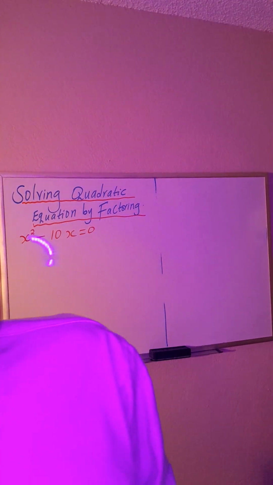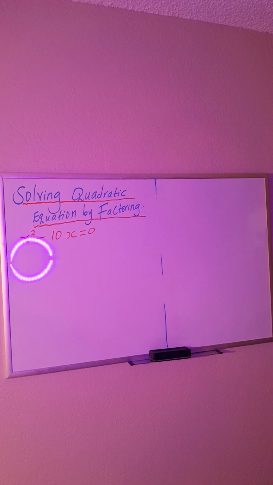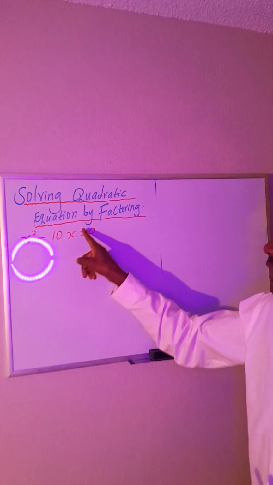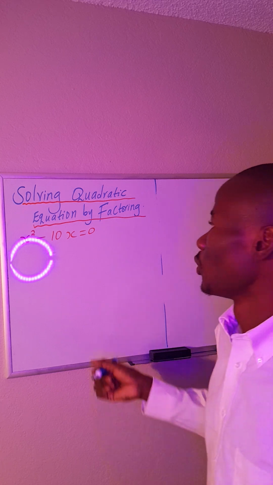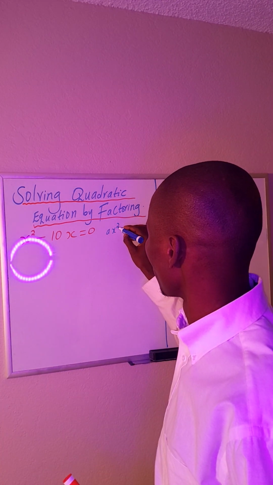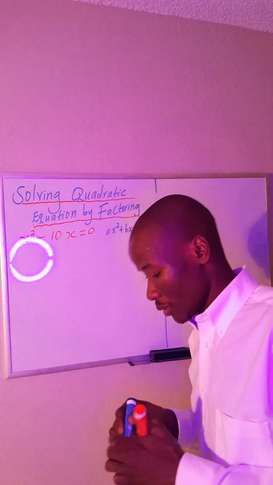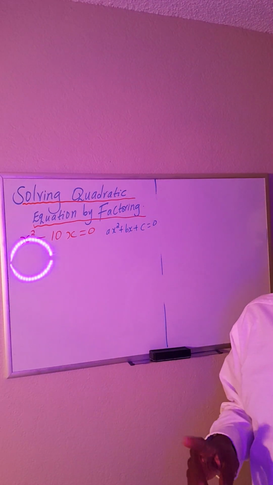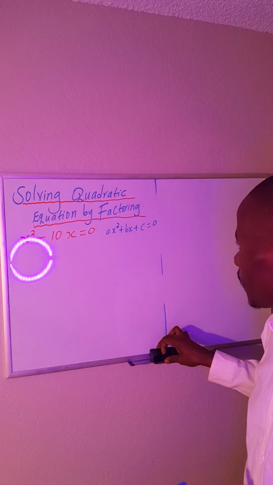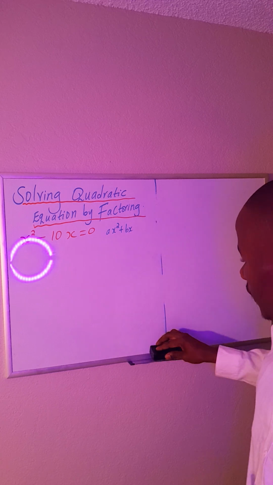I'd like to take you through solving quadratic equations by factoring. So the first question is x squared minus 10x is equal to 0. We know that a quadratic equation is supposed to appear in the form ax squared plus bx plus c is equal to 0. But as you can look at this example that we have, what is happening? We don't have c. So c is missing. So this is the nature of our first equation.